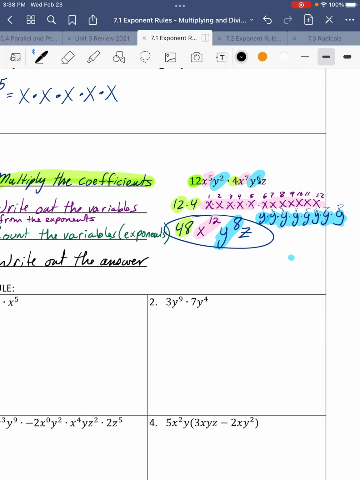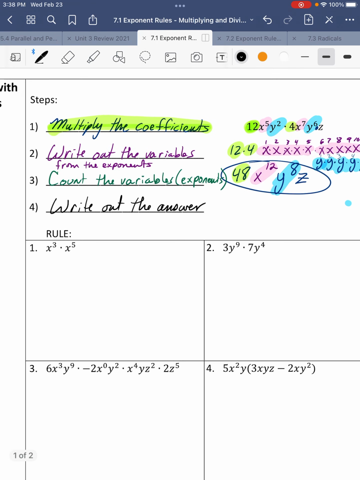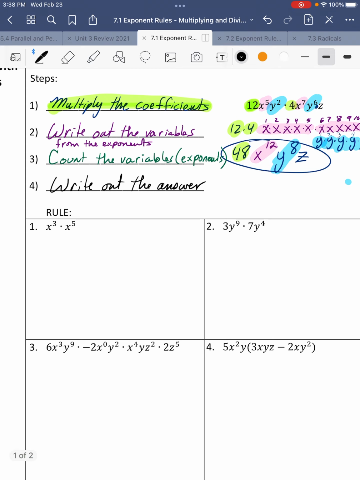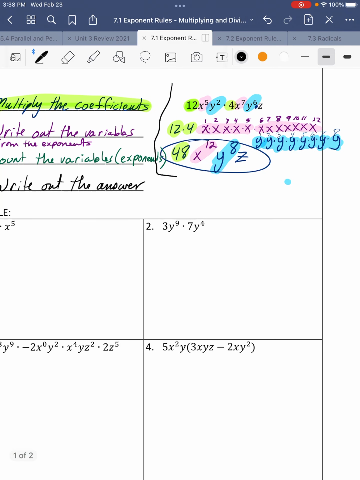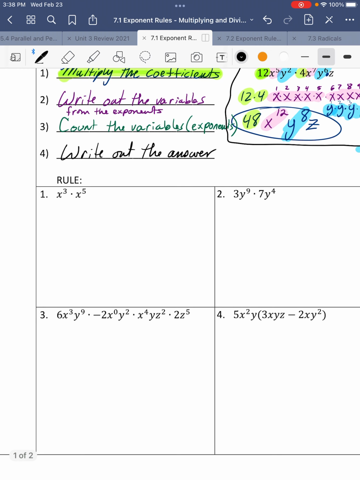If you look at the original problem, or let's look down at the bottom. There's an actual rule. There's no way mathematicians do this every single time. You certainly could, but there's no way that they're going to do that. So there's an actual rule for this. So let's take a look at number 1.